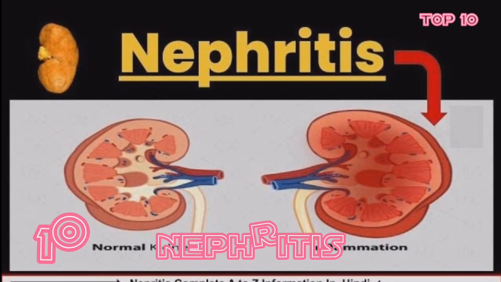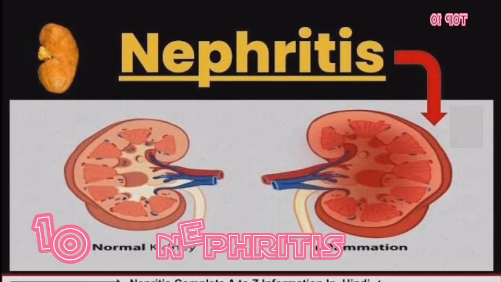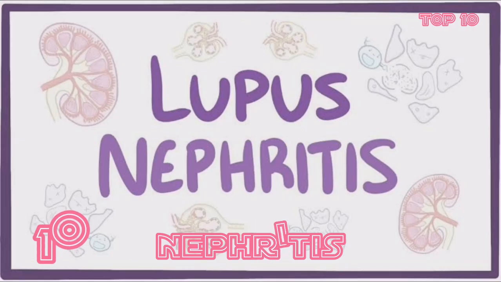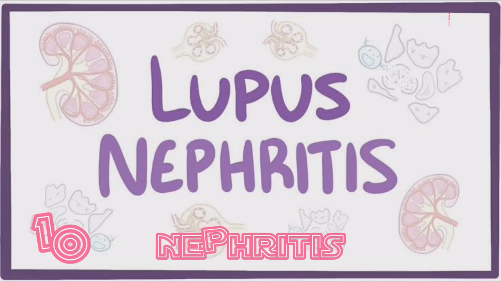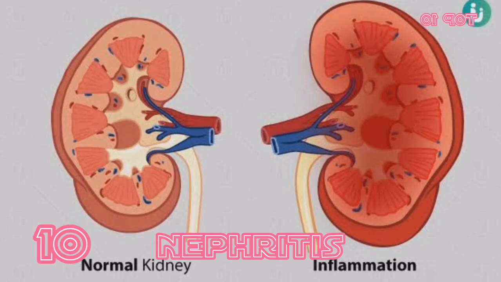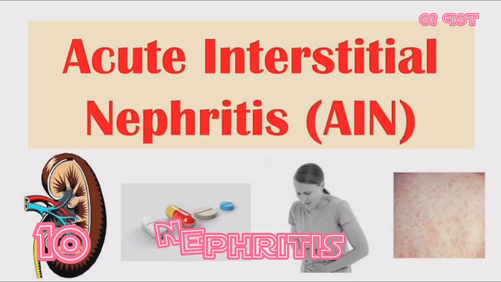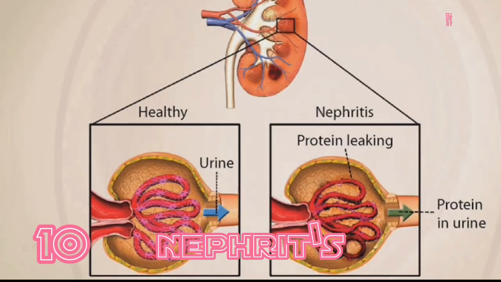Number 10. Nephritis. Number of deaths each year, around 50,000 people. Nephritis is the condition of the nephron. It happens when the functional units of the kidneys get inflamed. This particular condition is also known as glomerulonephritis. Nephritis can lead to cardiovascular disease. According to data, this is one of the most common causes of death in humans around the world.